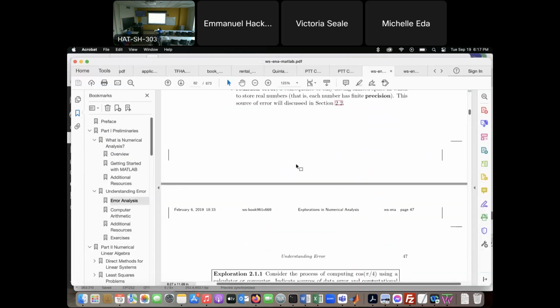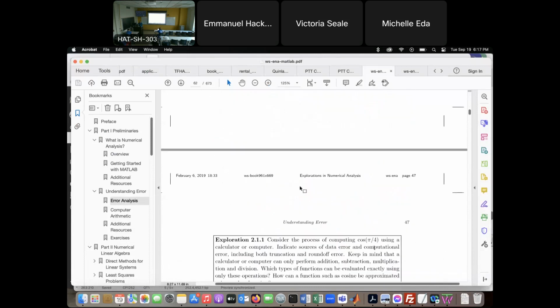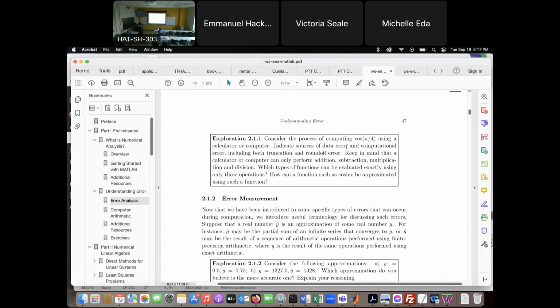And here we have 4 different sources of error described. So the first part of the question is, which of these come into play when trying to compute this, with those limitations? You mean trying to compute cosine of pi over 4? Yeah. Now, it gives you an answer, but it's not exact.